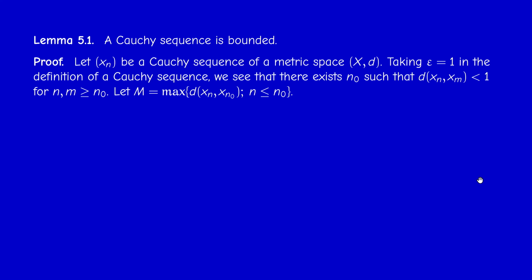Now consider the set of all distances between x_n and x_{n0} for n less or equal than n0. This is a finite set. So we take the maximum.